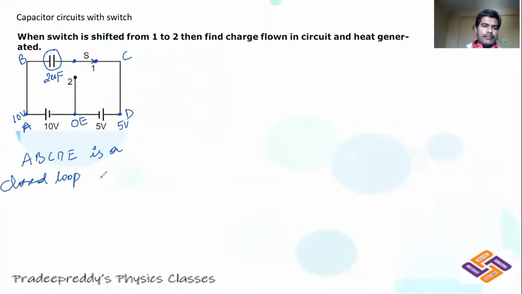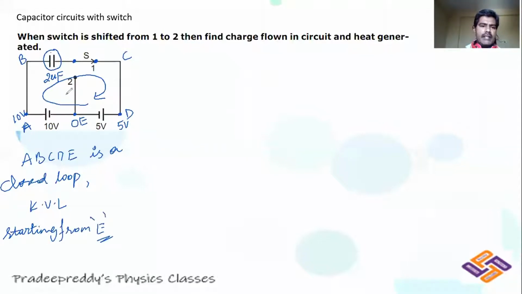You can use KVL, Kirchhoff voltage law. Start from any one particular point. Start from E, right? So your loop is like this. Starting from E, you are going in clockwise direction. Now you are going from negative terminal to positive terminal of the battery. As a result, this becomes plus 10 volt.